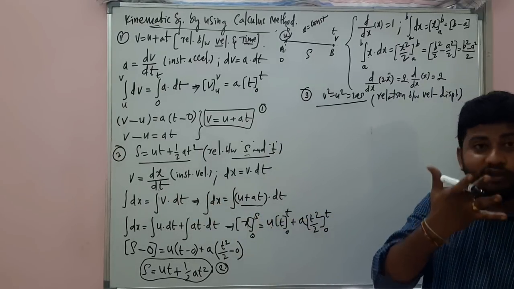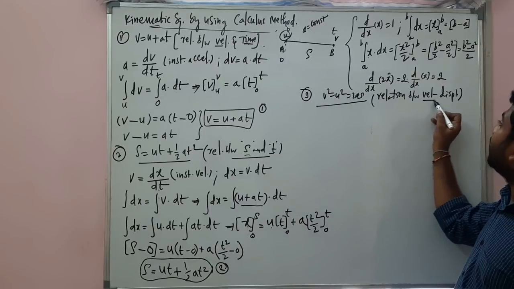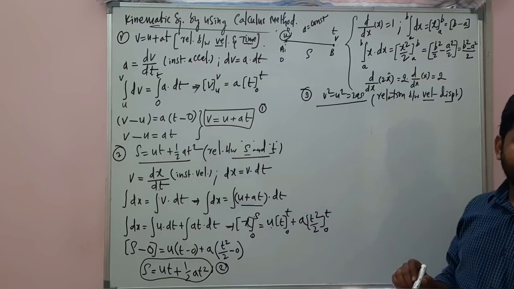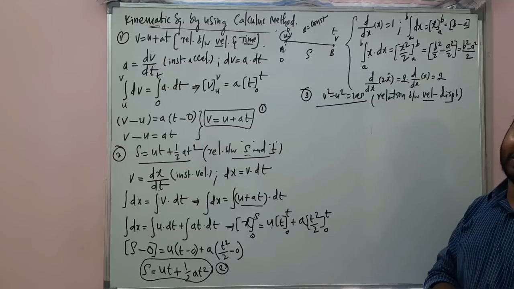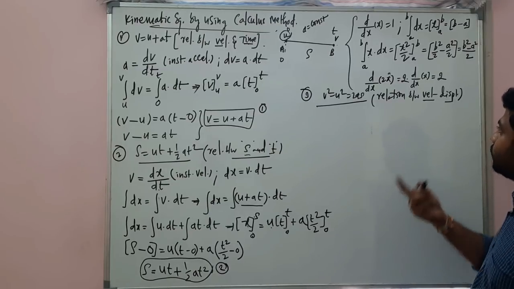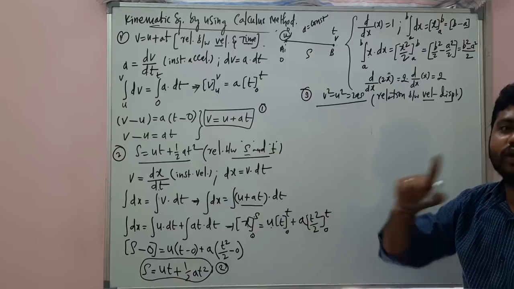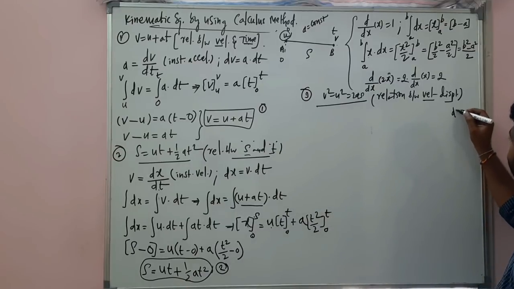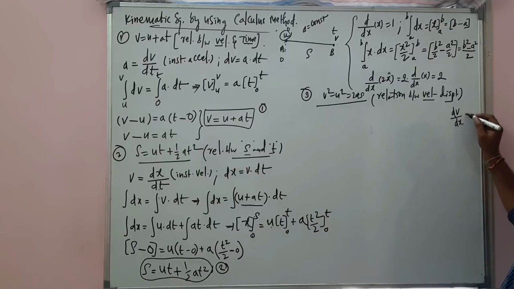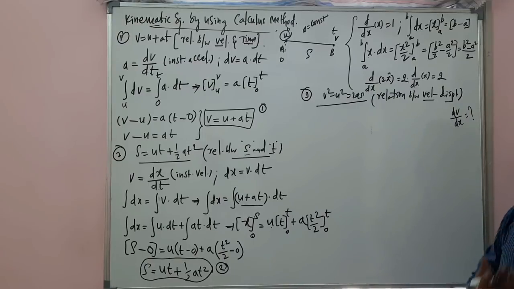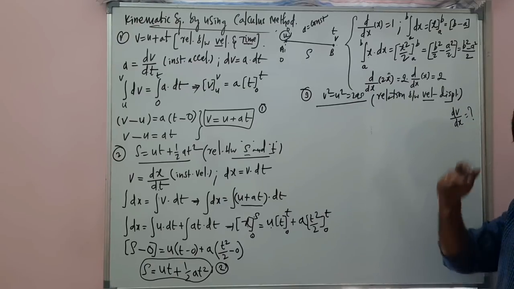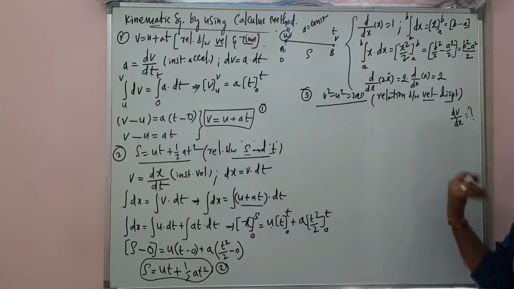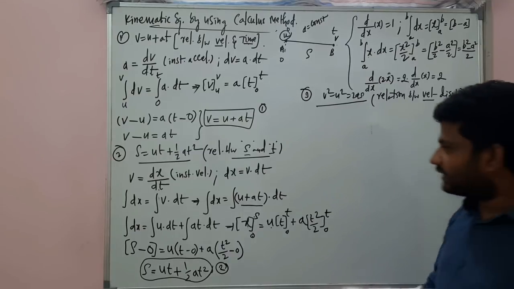But we don't have the relation between velocity and displacement. If you want to write the velocity and displacement relation, you need to derive it. So dv by dx, from where? What is the physical quantity dv by dx? We need to derive it. How do you get it? Let's see.